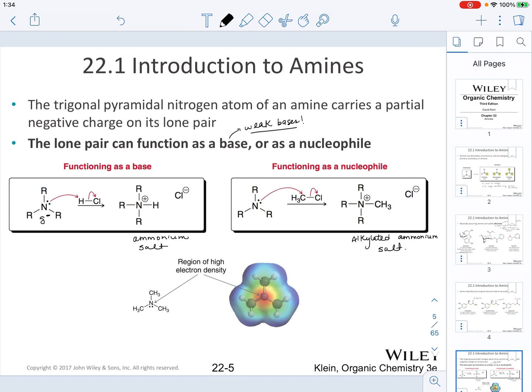So we can see in the Higgs diagram at the bottom of the slide that the electron density present on that nitrogen is going to be localized to the nitrogen. The negative charge is localized at the nitrogen because it has that lone pair present, and that is designated by the red area that we can see in the heat map representing the electron density throughout the molecule.